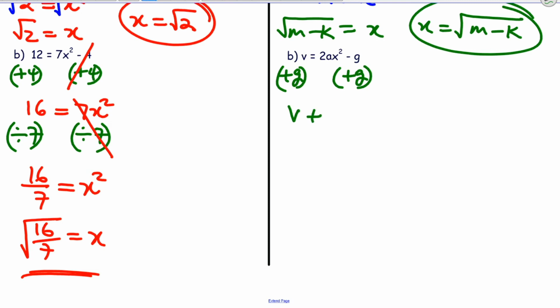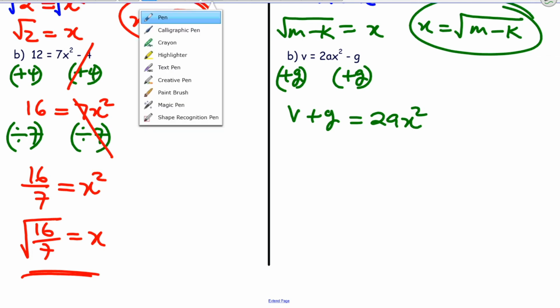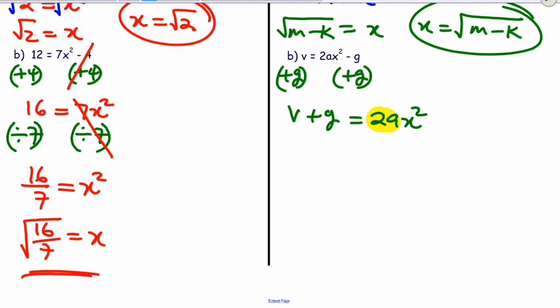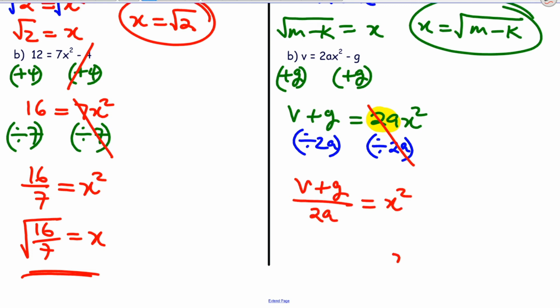So v plus g is equal to 2a x squared. By inspection, you can see that 2a is multiplied by x squared, and the opposite of multiplying by 2a is dividing by 2a. So we perform that inverse operation of dividing by 2a. 2a divided by 2a is 1. So we end up with v plus g over 2a is equal to x squared, which means that x will be equal to the square root of v plus g over 2a.